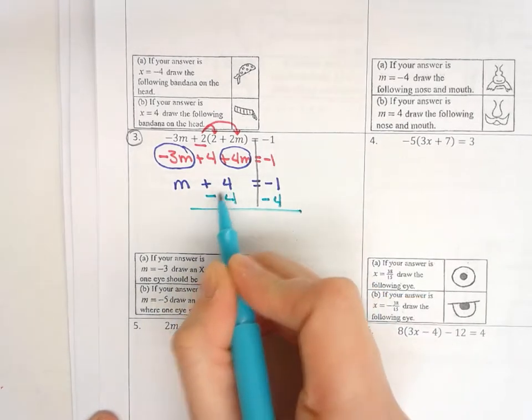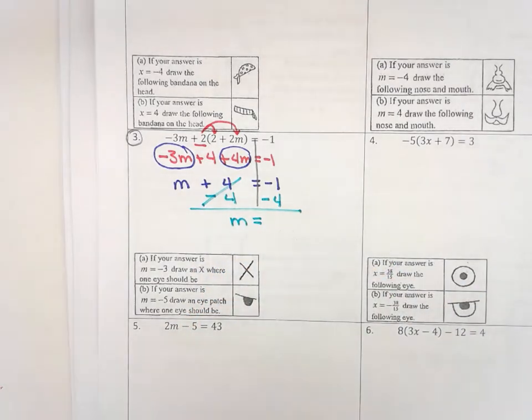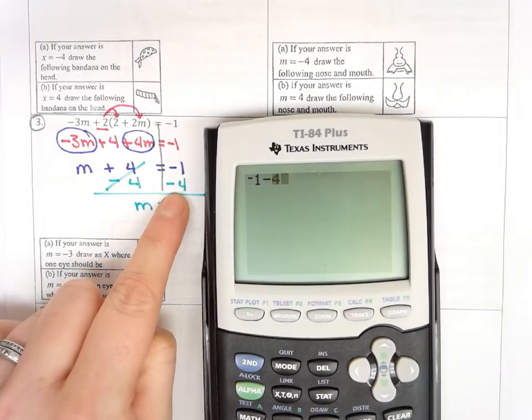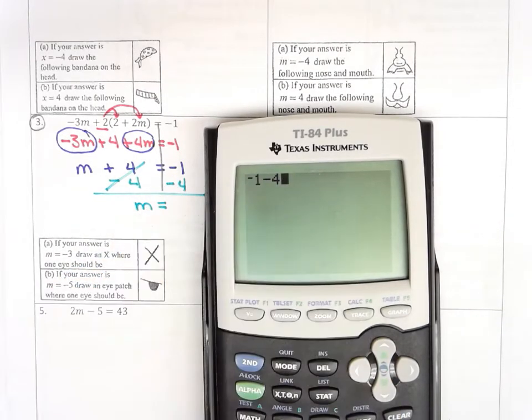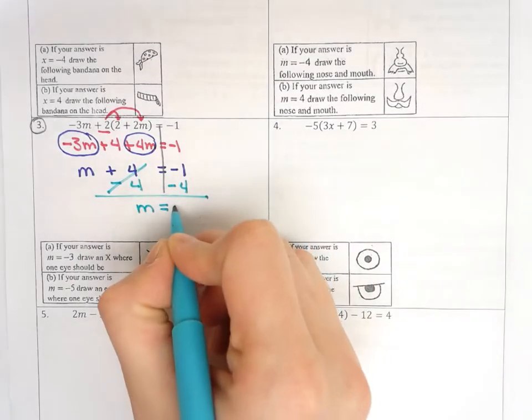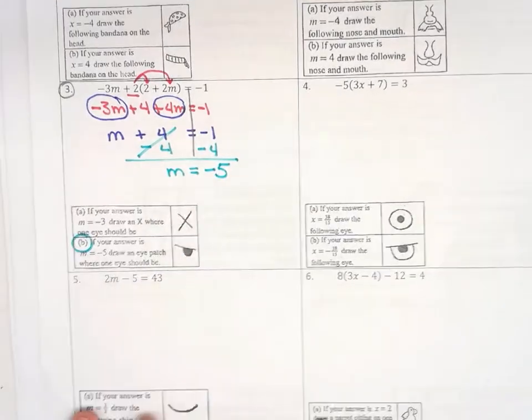4 minus 4 is 0, and that leaves me with the m on the left. And on the other side, what you're typing in, you just go in order, negative 1 minus 4. So it's a negative sign when it's the beginning of the problem, otherwise it's going to be a minus sign like that. So I hit enter and I got negative 5. So m equals negative 5 is my answer, which means that pirate is going to have a little eye patch.